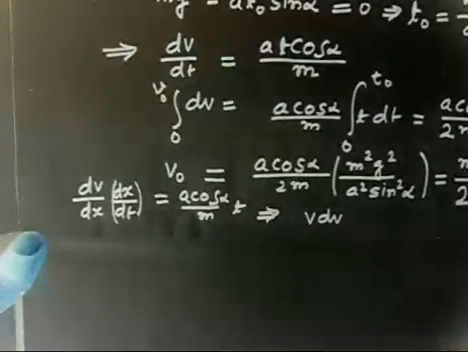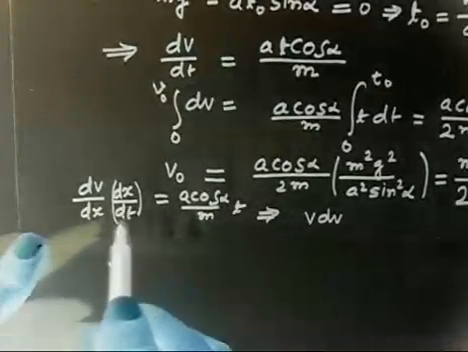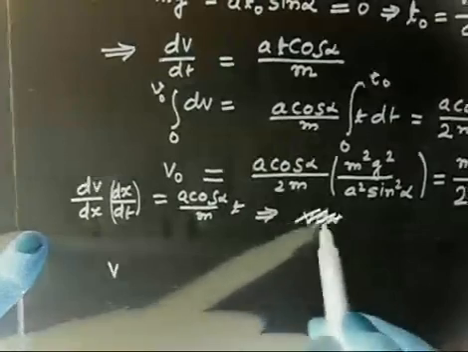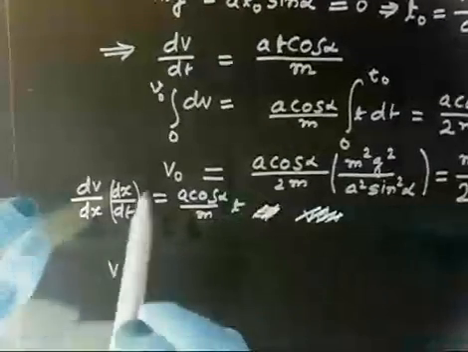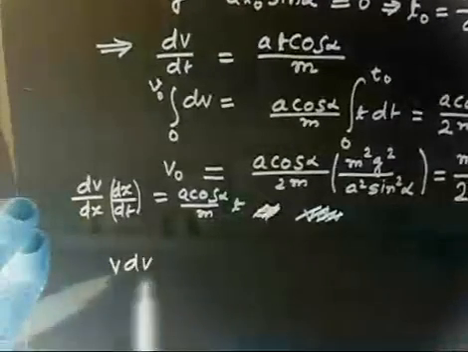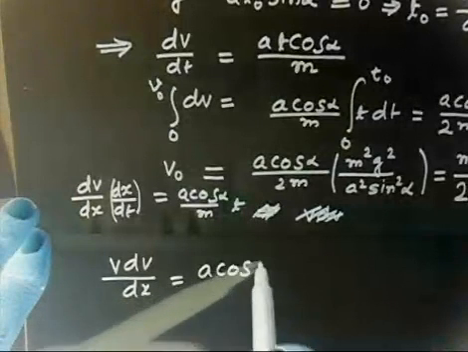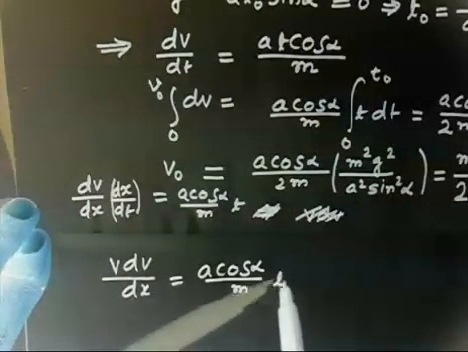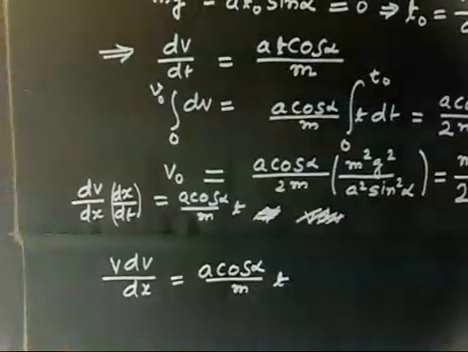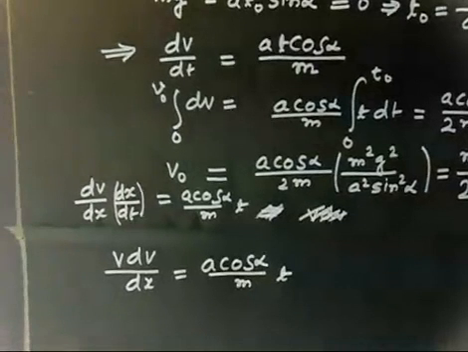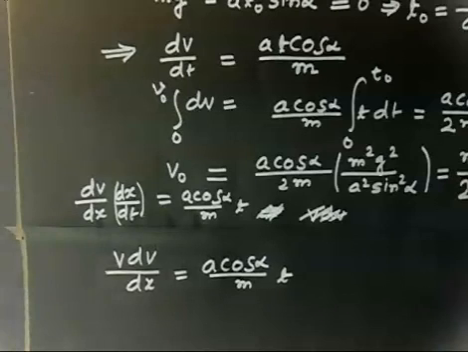Yeah, I can do. So what is this? So dv, this is v. Okay, let us write here because we don't have so much space. So this is v dv by dx equals a cos alpha by m into t. I have to eliminate t and then I can integrate. So how can I eliminate t? Any idea? Can I integrate now? We cannot integrate because we have t. So I have to eliminate t. How can I do that? Any idea?